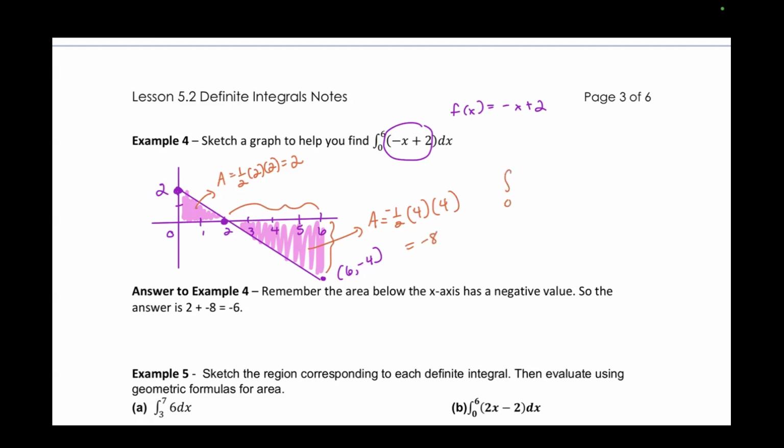So the integral from 0 to 6 of -x plus 2 dx is 2 plus -8, and it's negative. The answer is -6.